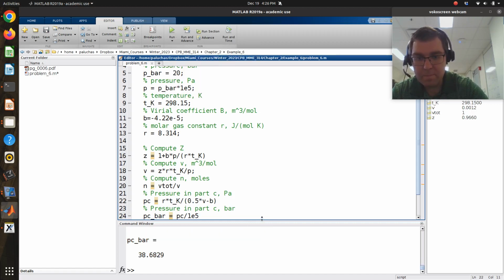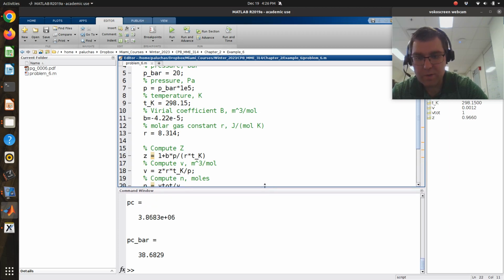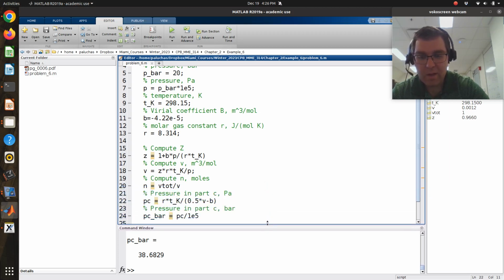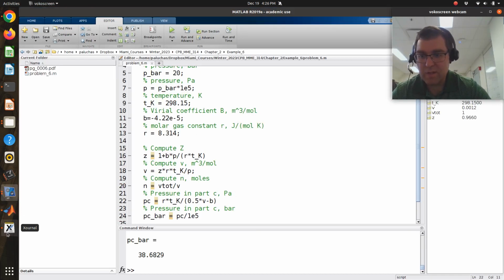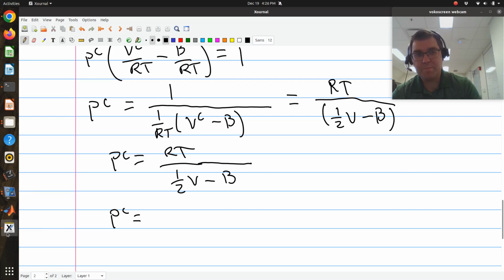So now running, okay, there's my pressure in pascals. Then converting to bars, it's 38.6829. Okay, so my pressure in C is 38.6829, and that's bars.